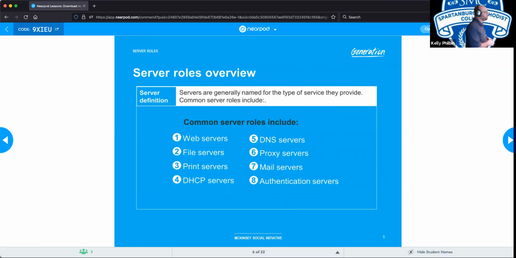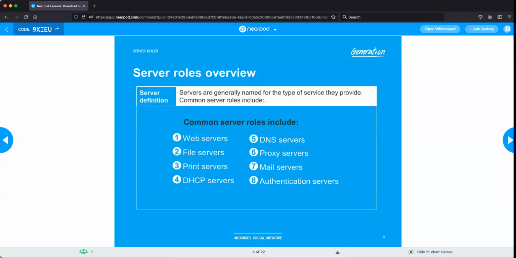All right, server roles overview. Here are 8 basic types of servers that you will see in the most common settings. You have your web, file, print servers, DHCP, which we should know what that one does, right? What does DHCP do again? Assign IPs. Assign IPs, very good.